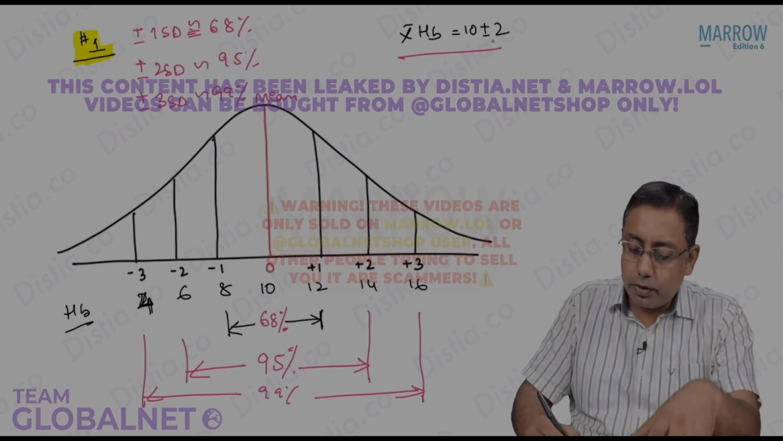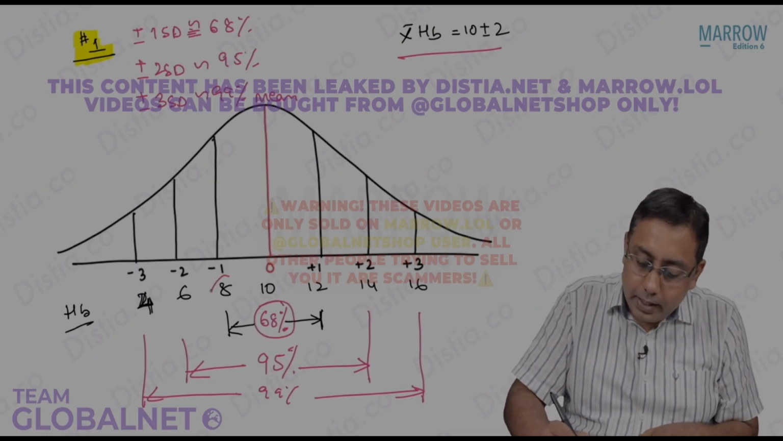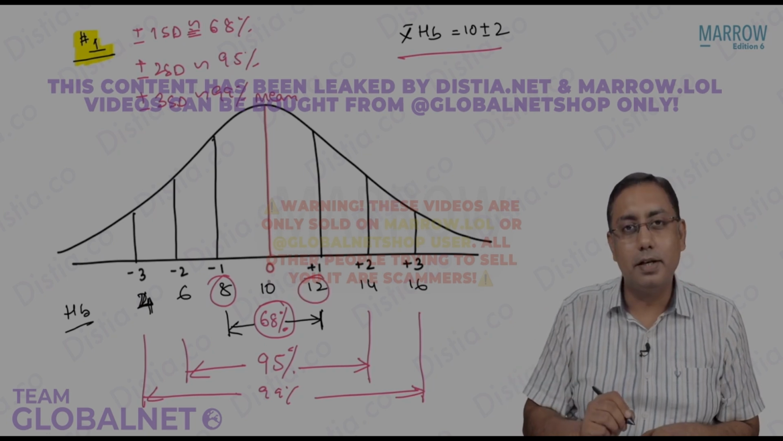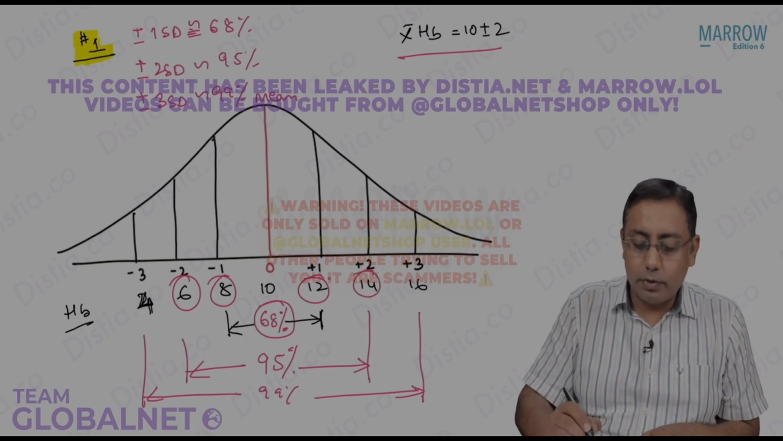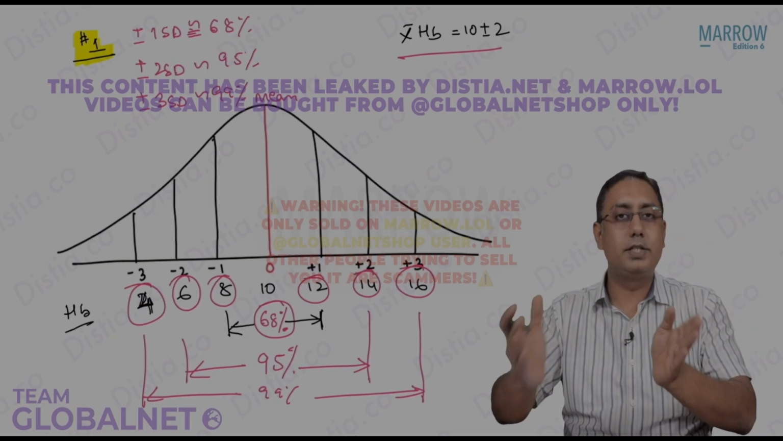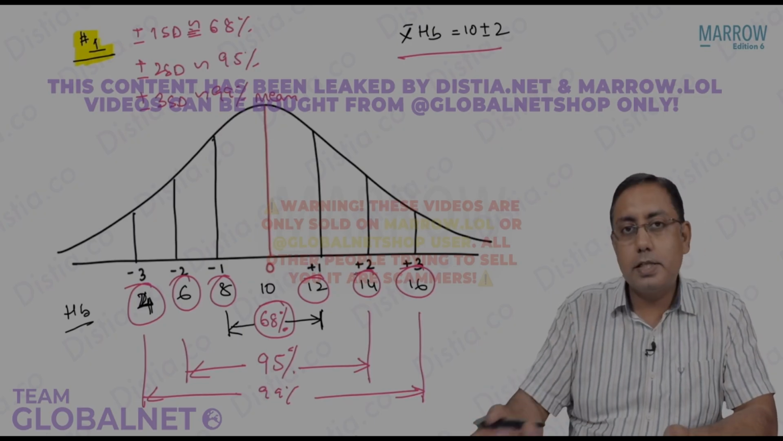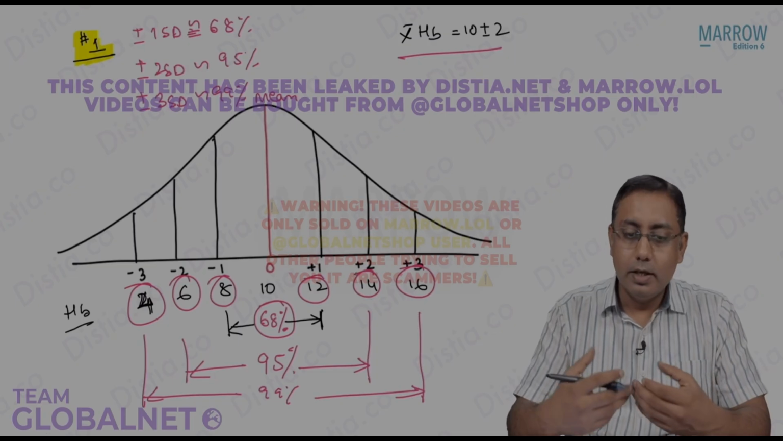So if you have, let's say, 100 people, out of them 68% are going to lie between how much hemoglobin? Between 8 gram percent and 12 gram percent. 95% of people will lie between hemoglobin of 6 and 14, and 99% of the population is going to lie between 4 and 16. So if you understand this, now let us try to play with this.